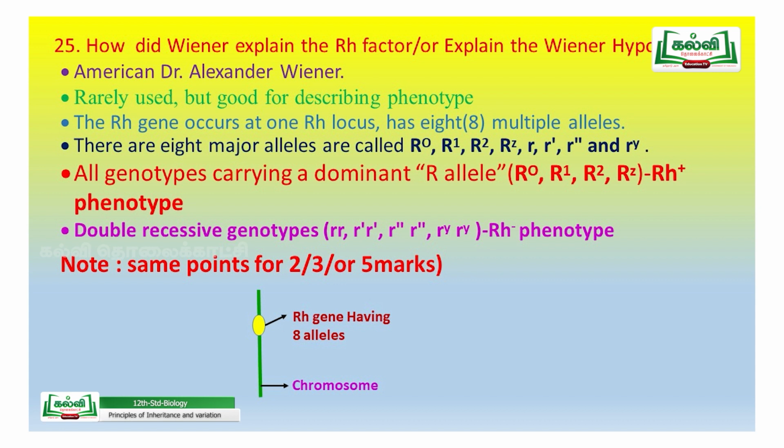It is useful in describing the phenotype of the blood group, and the RH gene occurs at one RH locus and has 8 multiple alleles. There are 8 major alleles called R0, R1, R2, RZ, r, r dash, r double dash and RY. All genotypes carrying the dominant R allele are called RH positive phenotype, and the double recessive genotype, small r, has RH negative phenotype. These same points you can write even for 2 to 3 marks.